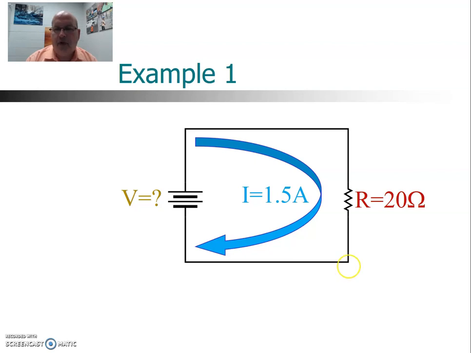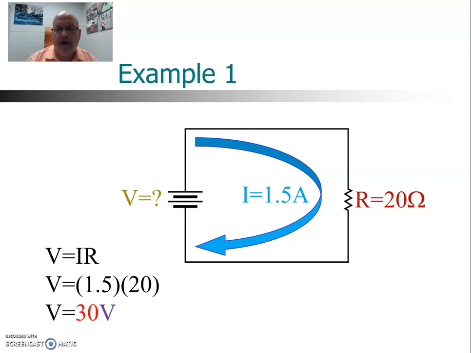So here is our first problem. We are given current and resistance. We want to find voltage. So go ahead and pause if you want to try this on your own. And if you want to see the answer, we first of all apply Ohm's law. V is equal to IR. So I is 1.5, R is 20. We do a multiplication, we get V is 30 volts. So our answer is 30 volts.